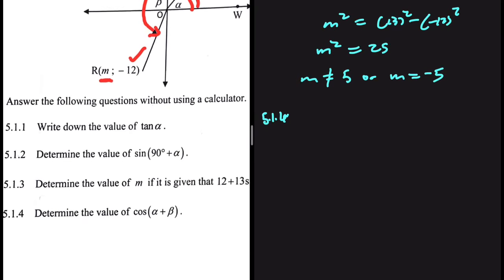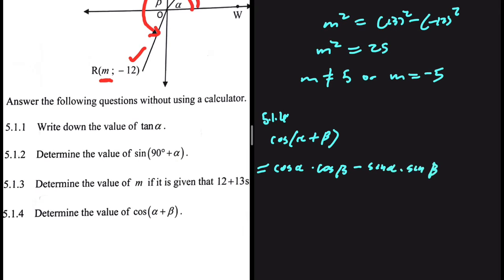Determine the value of cos of alpha plus b. This is a compound angle. We can expand this in the following way: cos of alpha multiplied by cos of v, minus sine of alpha multiplied by sine of v.